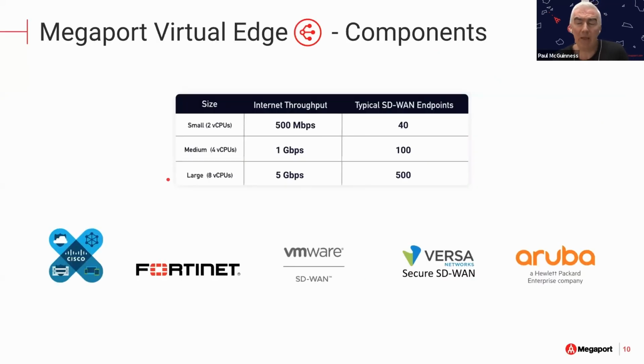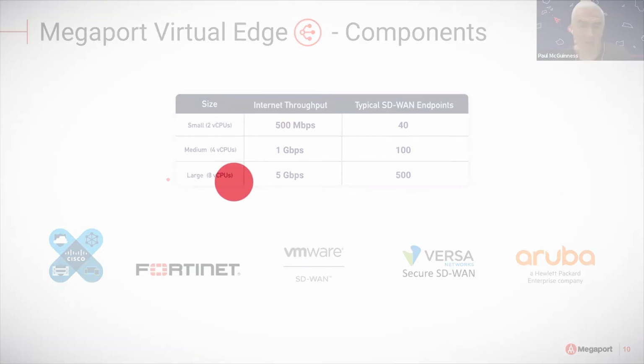Maybe just take one step back. Incidentally, what we would expect customers to bring is, we would expect you to have your branches deployed already with an underlay connected most likely to the internet, and to have that deployed. And then we expect you to bring one of these virtual licenses from one of these vendors to deploy on top of the Megaport Virtual Edge.